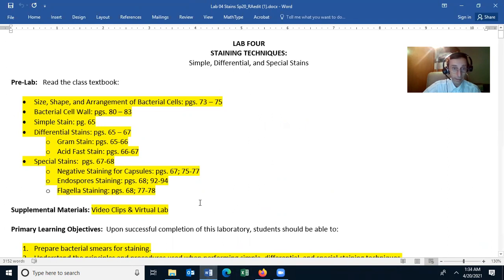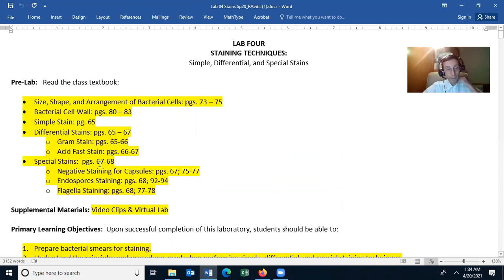You need to read the textbook. You should read about bacterial size, shape, and arrangement of cells from page 73 to 75. You should read about the bacterial cell walls, page 80 to 83. Simple stains, starting on page 65. Differential stains, page 65 to 67, specifically the Gram stain and the acid-fast stain. And then you need to read about special stains, page 67 to 68.